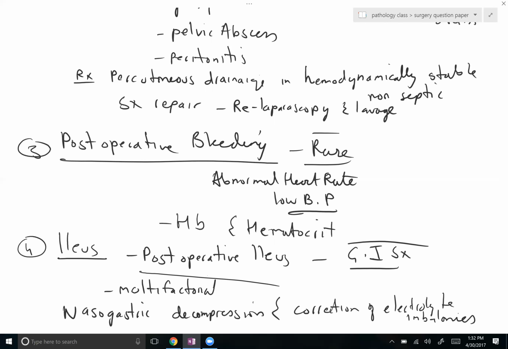These are the major complications of surgery. Basically, when you're talking about post-operative complications of bowel resection and all, these are the main ones that you should always remember.